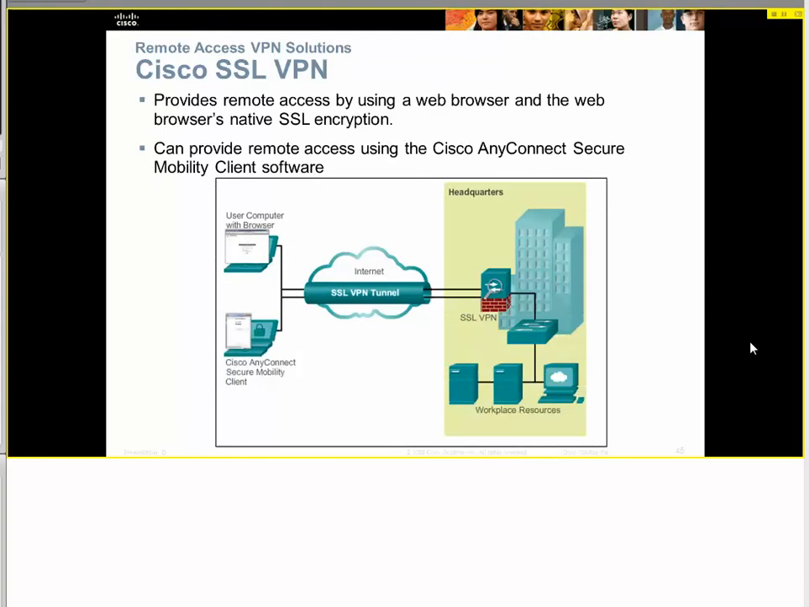The SSL VPN is becoming the preferred way because of its simplicity. Simplicity for the end user, not necessarily simplicity for the administrator configuring it. But it provides secure remote access using a web browser and the web browser's native SSL. So everything is running through port 443. Now, is that a good security encryption protocol? Yes, it is. You can also use the SSL VPN if you want to use the secure client as well. Either way.